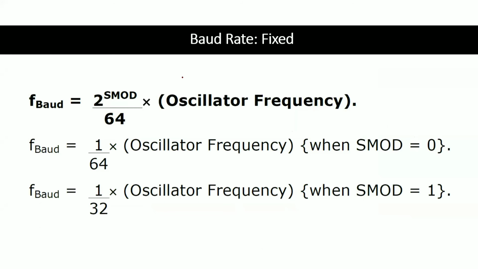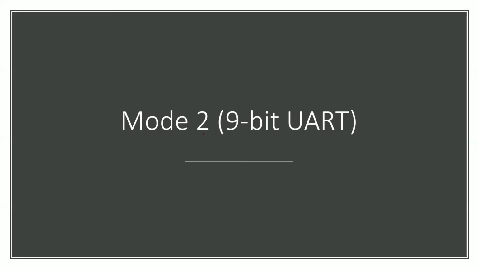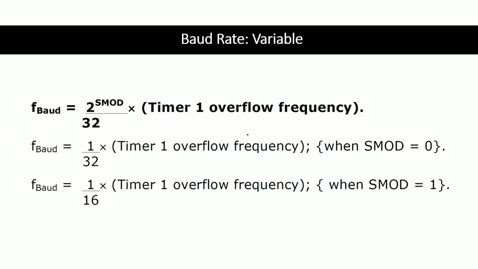And coming to this baud rate, the baud rate is fixed. Why? Because we are using the oscillator frequency. Oscillator frequency is 12 megahertz, which is fixed. Okay. And the next mode is mode 2. So mode 2 is also a 9-bit UART mode, which is just like your mode 1. Sorry, mode 3 actually it is.